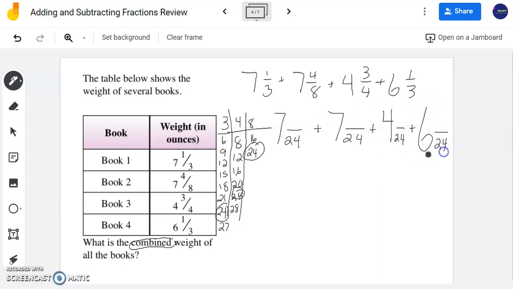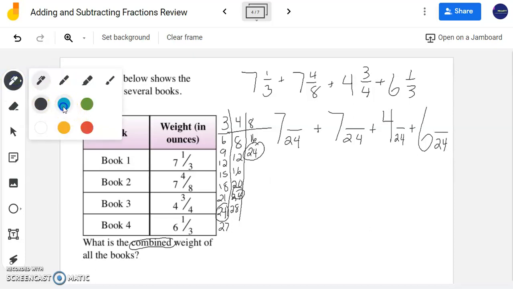6, and I have 24 as my new denominator. Now notice I did something to all of these fractions. In fact, I changed the denominator to 24. I went from 3 to 24, 8 to 24, 4 to 24, 3 to 24. For each of these fractions, I multiplied the denominator by some number. Now, if I multiply the denominator by some number, I need to also multiply my numerator.